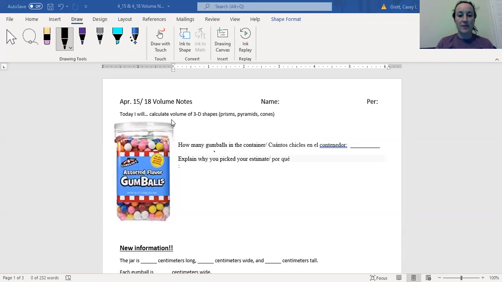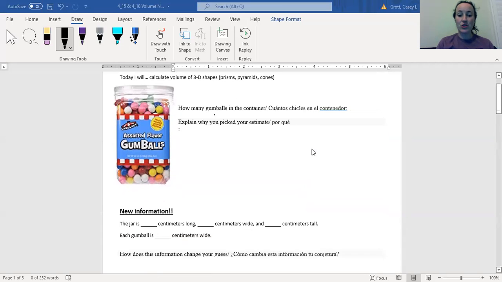Hi guys, we're going to talk about finding volume of prisms, pyramids, and cones today. To start off, I want you to take a look at this picture. How many gumballs do you think are in the container? Put a number for me.